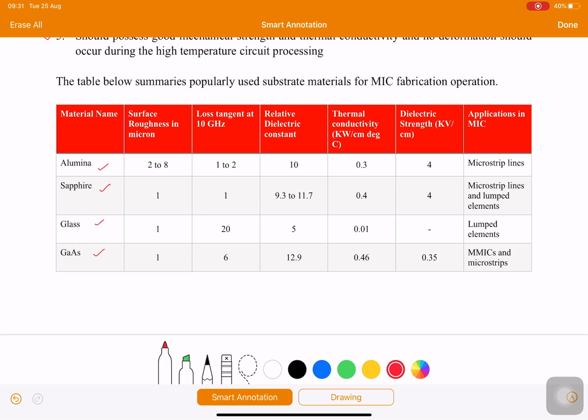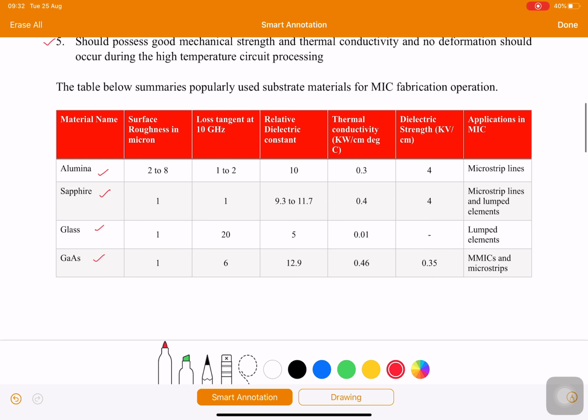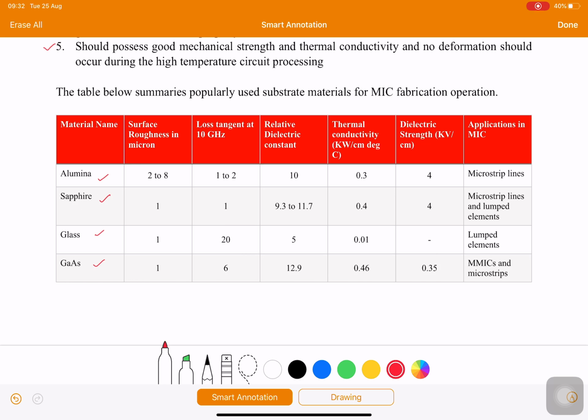The thermal conductivity is mentioned in kilowatt per centimeter degree Celsius, and the dielectric strength should be high enough for this substrate material in order to withstand the breakdown voltages. The typical applications where these materials are used for the construction of the substrate are mentioned in the last column. For example, over here the alumina has the surface roughness in the range of 2 to 8.